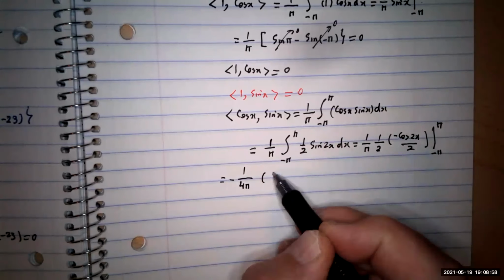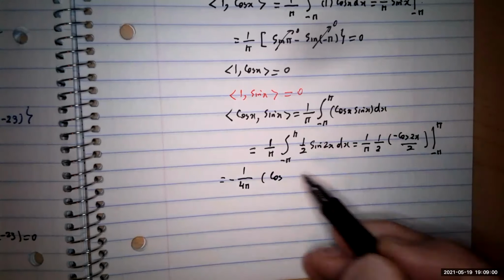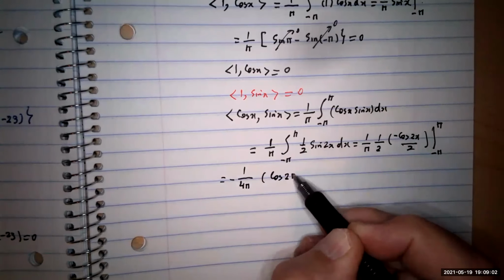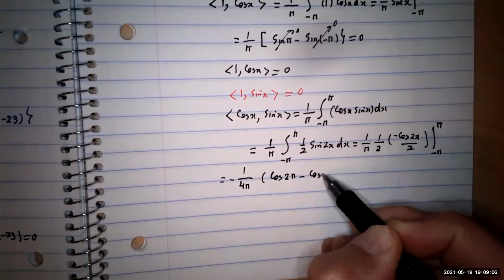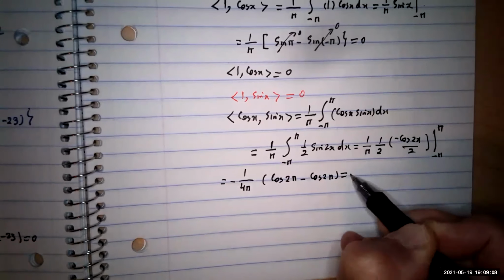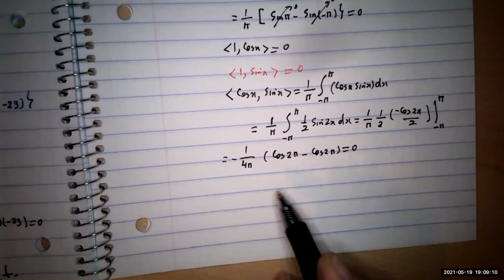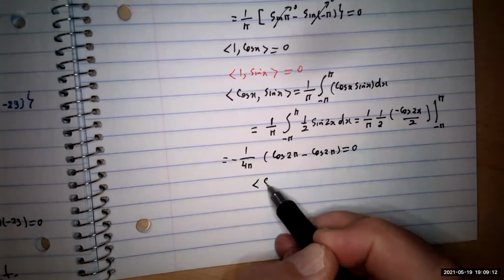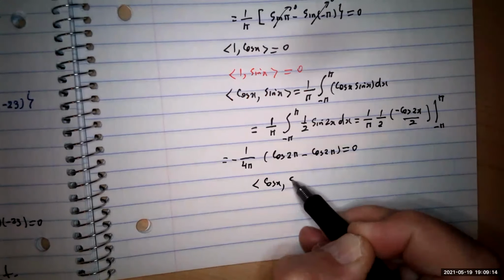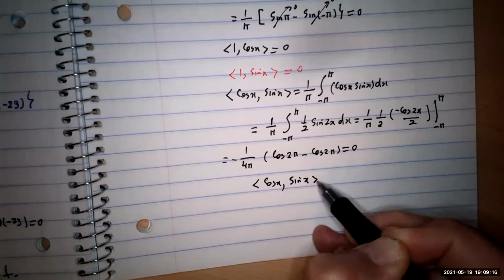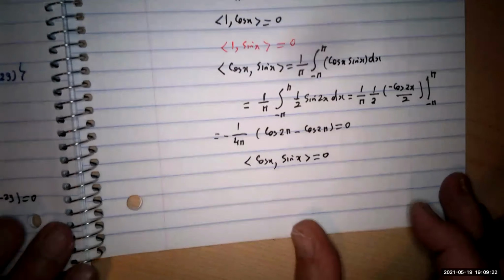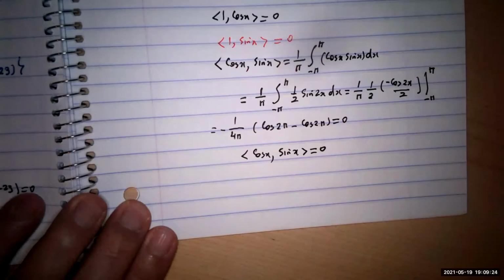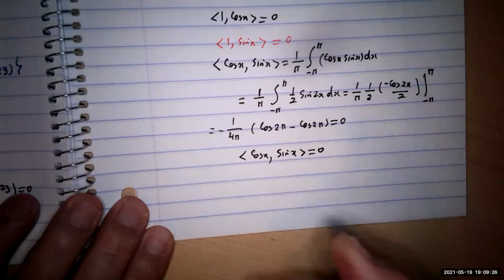And if you substitute, that gives you the result right away. That gives you cosine of 2 pi, which is equal to 1, minus cosine of 2 pi. So that gives you 0. So this is it. The cosine x and the sine x as vectors are going to be orthogonal. So that gives you the fact that they are going to be very useful in the future.